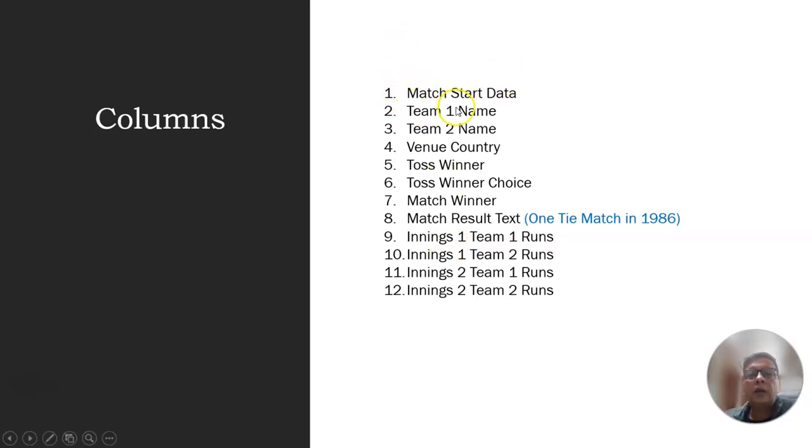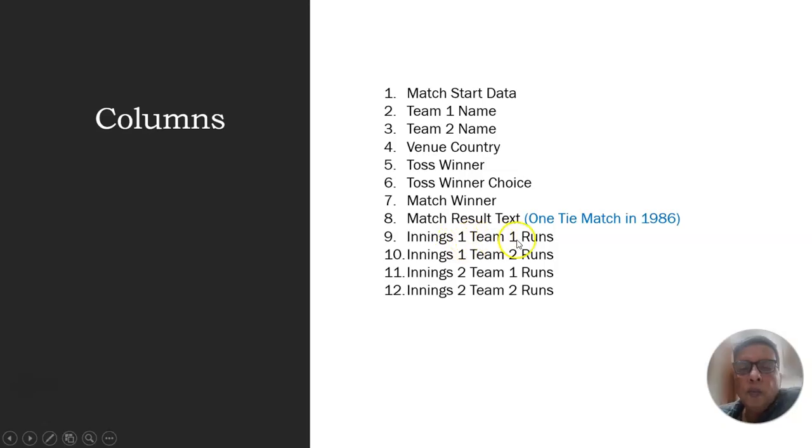Match start date, team 1 name, team 2 name, venue country, whether it's home or away test. Then toss result, toss winner choice, whether the team wants to bat or field. Then winner of the match results, a few words of the match results. There was one tie match in 1986 between India and Australia. Then scores in two innings.